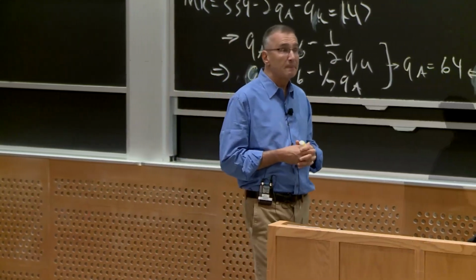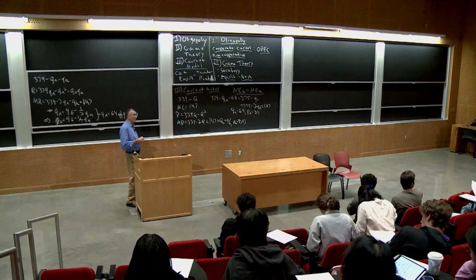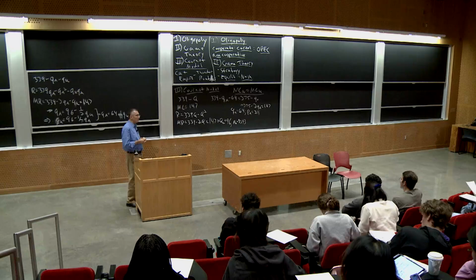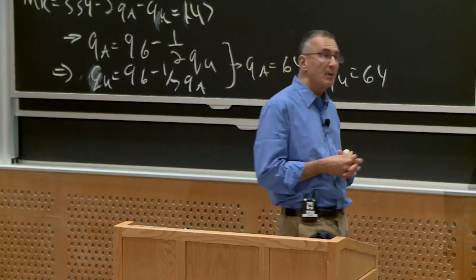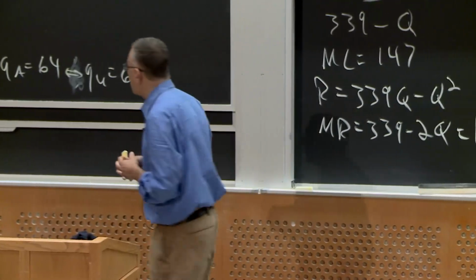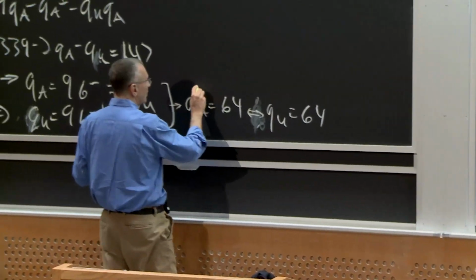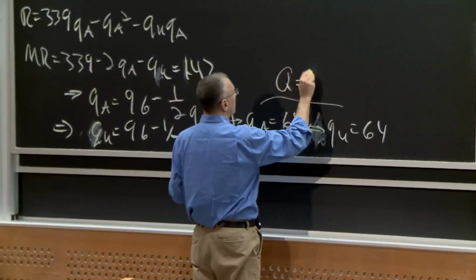I understand it mathematically, but conceptually, how come QA and QU wouldn't sum up to the QU we found assuming there's one monopoly? Great question. Does anyone know? Because what's big Q here? Big Q now in the market is 128.